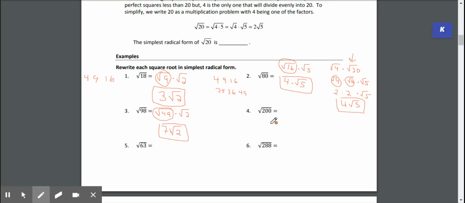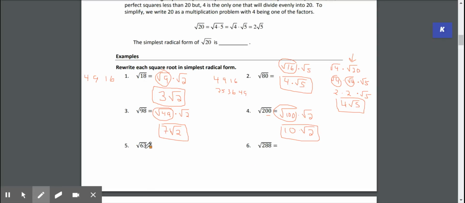Over here with 200, well, I'm looking at the double zeros at the end, and I already know that that's going to be divisible by the perfect square 100. Okay, square root of 100 times the square root of 2. Square root of 100 I can take. That will be 10. Square root of 2 I cannot, so it stays underneath the radical. Okay, so simplest radical form is 10 square root 2.